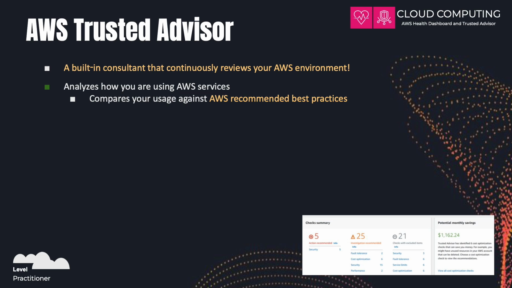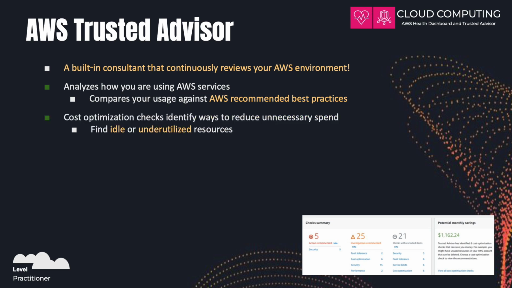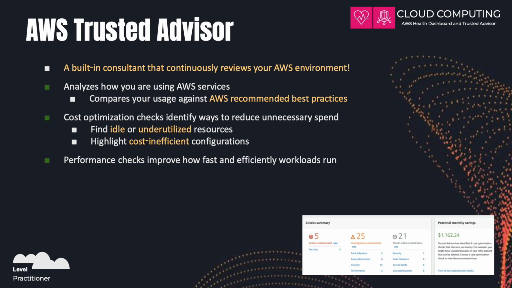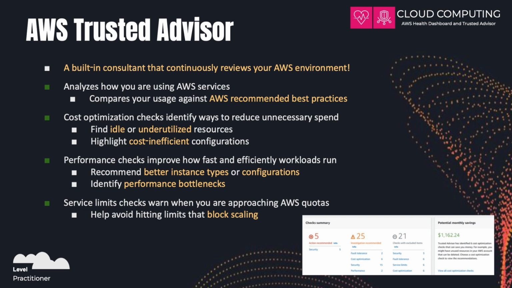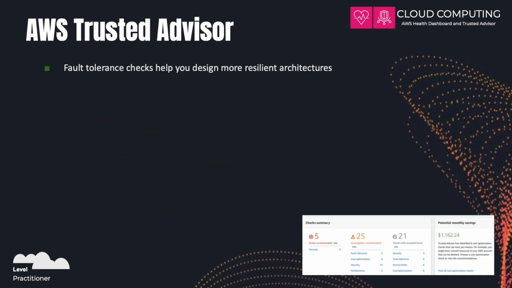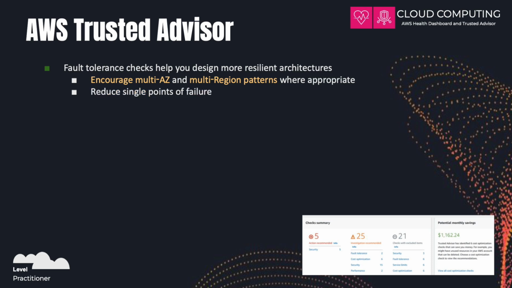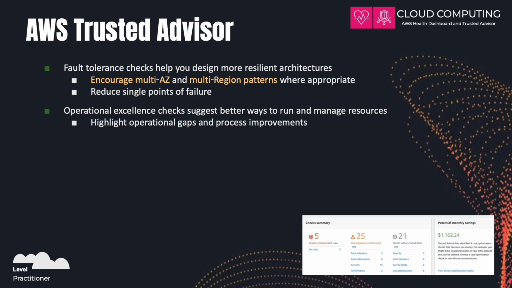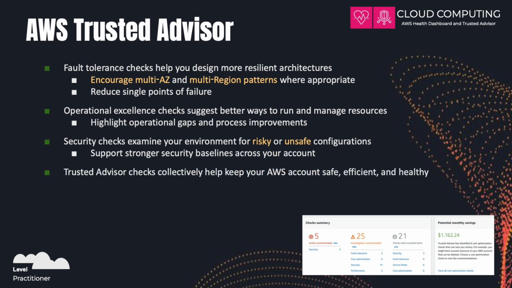For example, on cost optimization, it can help you find places where you might be wasting money. On performance, it helps you improve how fast and efficiently things are running in your environment. In terms of service limits, it warns you when you're close to AWS quotas. In fault tolerance, it helps you make your architecture more resilient. In the operational excellence pillar, it suggests better ways to run and manage your resources. And in terms of security, it checks for risky or unsafe configurations you already have in your account.